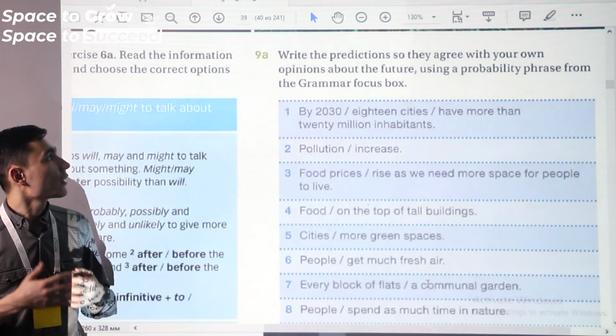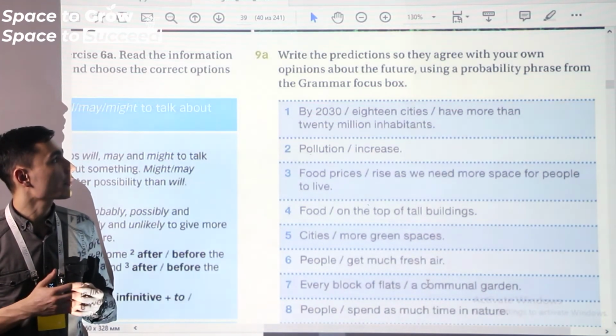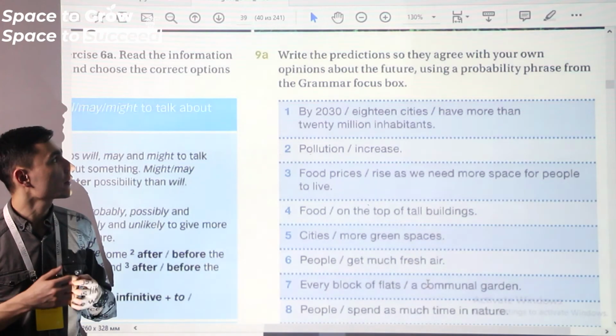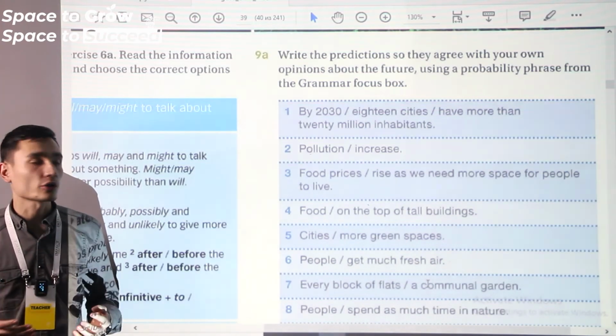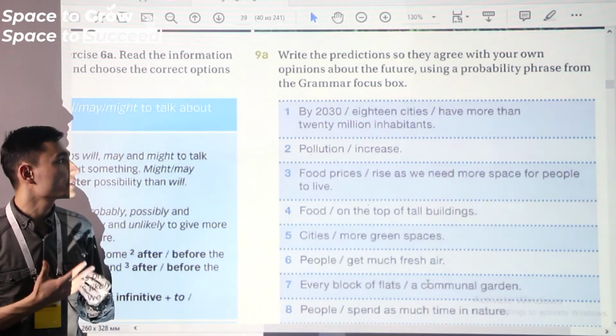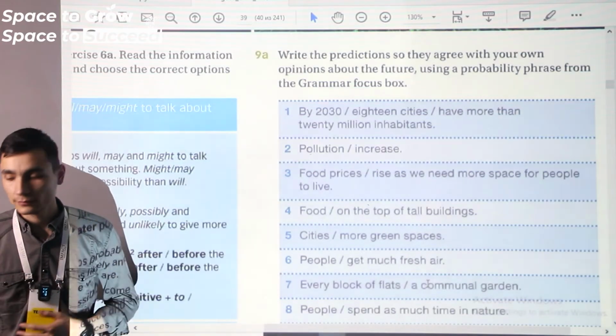Exercise 9a. Write the predictions so they agree with your own opinions about the future using a probability phrase. This is from the grammar focus box. Pause the video and try to make sentences using these words.